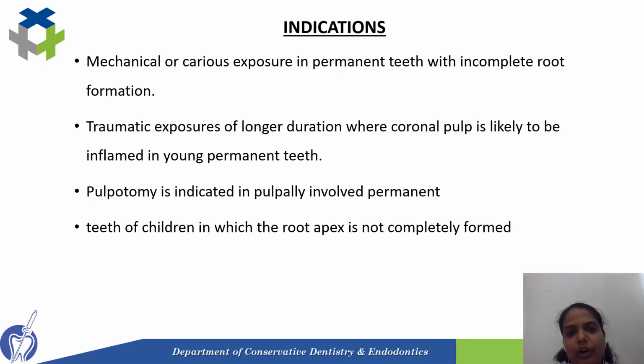The indications for pulpotomy are a carious or even a mechanical exposure in a permanent tooth with incomplete root formation, and traumatic exposure of longer duration where the coronal pulp is likely to be inflamed. Pulpotomy is indicated in pulpally involved permanent teeth, and teeth of children in which the root apex is not completely formed.